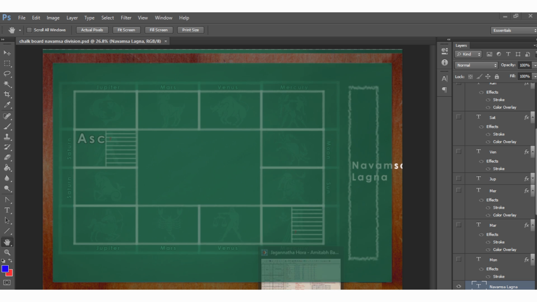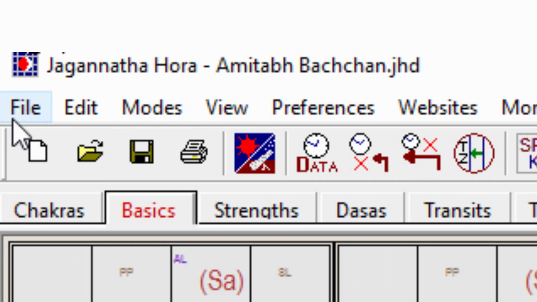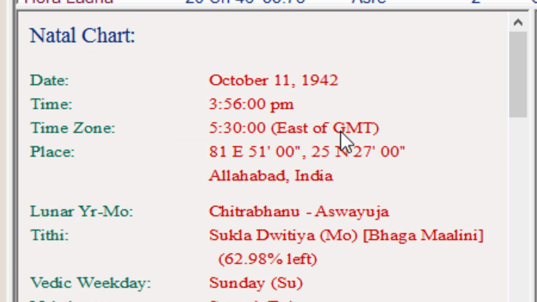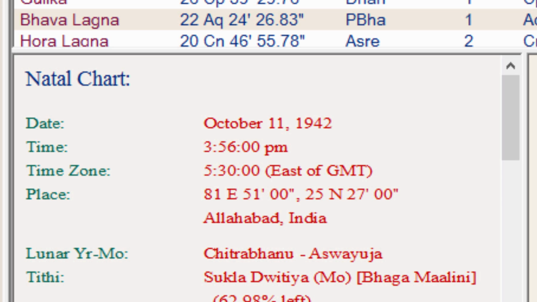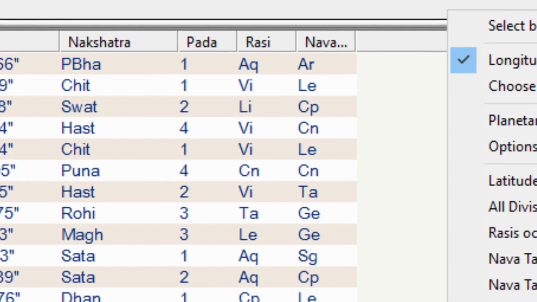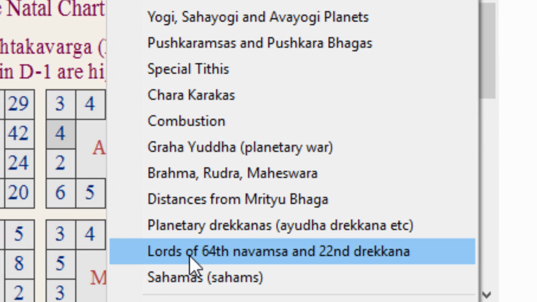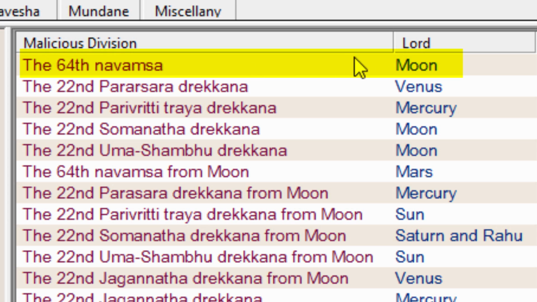The simple method is go to Jagannatha Hora and feed in the date, time and place of birth as shown here for Mr. Amitabh Bachchan, and then over this section where you see the planetary longitudes, right click anywhere and you will get various options here. Come down to Lords of the 64th Navamsa, click, and once you're done, the 64th Navamsa is the Moon. Now this is the easiest way to find out the 64th Navamsa.